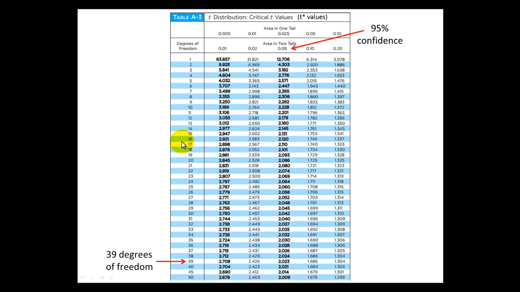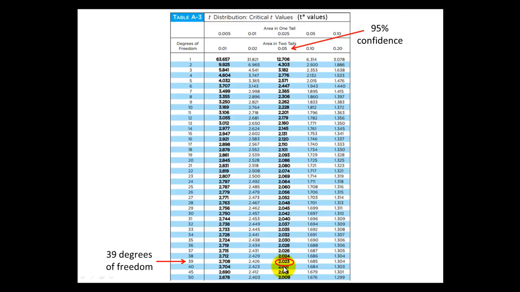So if we take a look at the first column, you can see that the 39 is down here towards the bottom, 39 degrees of freedom. That tells us which row we'll use. And again, we want a 95% confidence interval, which leaves 0.05 in the tails. So if we cross this middle column with this row down here, you'll see that we'll arrive at the number 2.023. This is going to be our critical value.